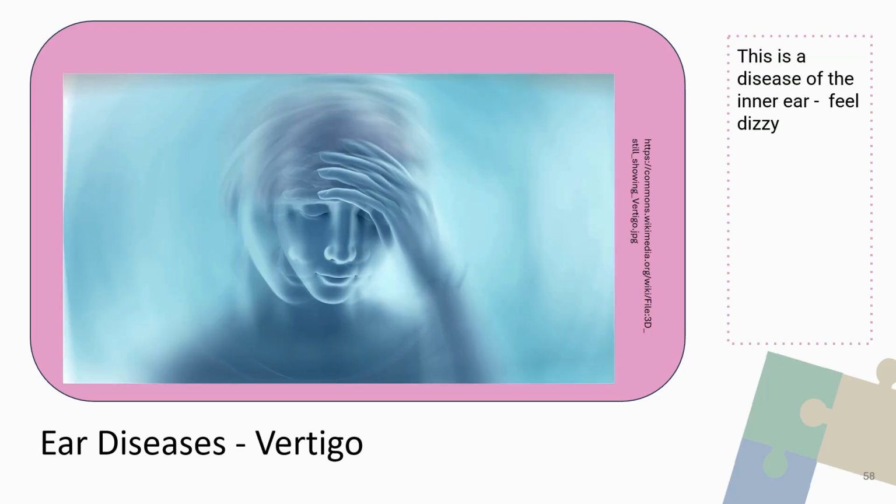Next up is vertigo. So vertigo is really a disease of the inner ear, that labyrinth portion of the ear. And what happens with vertigo is that you start to feel dizzy. Have you ever had a moment where you stood up too fast and you feel like everything is spinning? Okay, that is vertigo. Sometimes it is just momentary, from a quick position change. Some people suffer from this quite frequently.